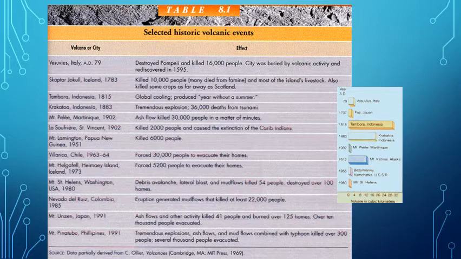But in this list, you can see huge numbers, like the one in Krakatau, Indonesia. This is another famous eruption. It's related to 36,000 deaths. In Italy, we have 16,000 people who died. And we have also some eruptions with equally similar number of deaths, like in Nevado del Ruiz in Colombia, 22,000 people. There's even an activity in La Soufrière in St. Vincent, which killed 2,000 people, and it also caused the extinction of the Caribbean Indians.